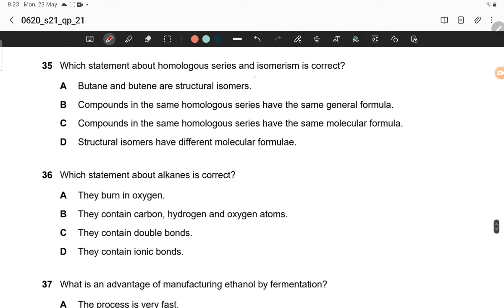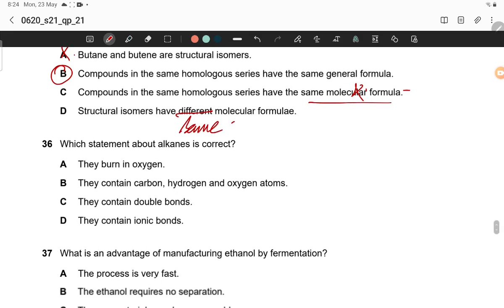Which statement about homologous series and isomerism is correct? Butane and butene are not structural isomers. This is correct. Compounds in the same homologous series have the same general formula. This is correct. Compounds in the same homologous series have the same molecular formula, no, this is incorrect. Structural isomers have the same molecular formula. So option B is correct.